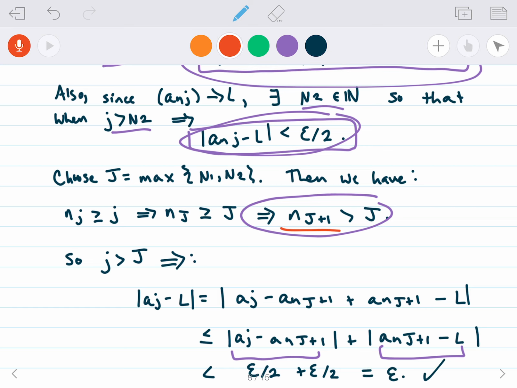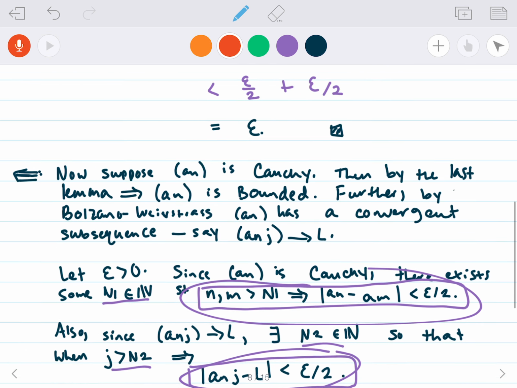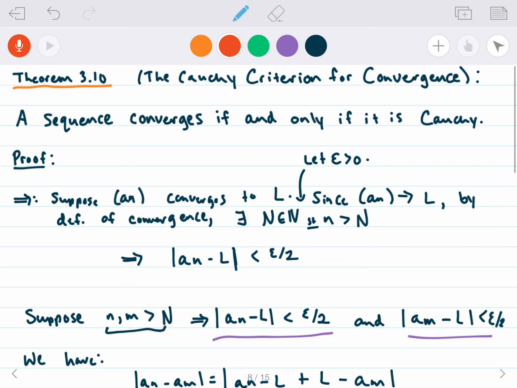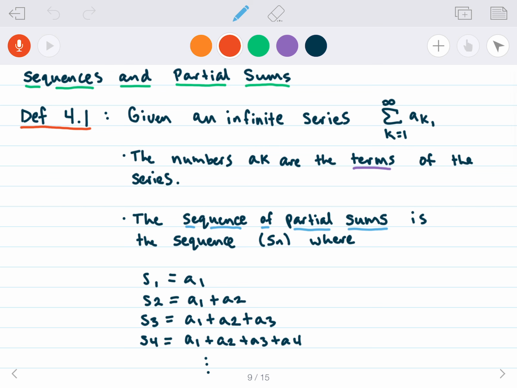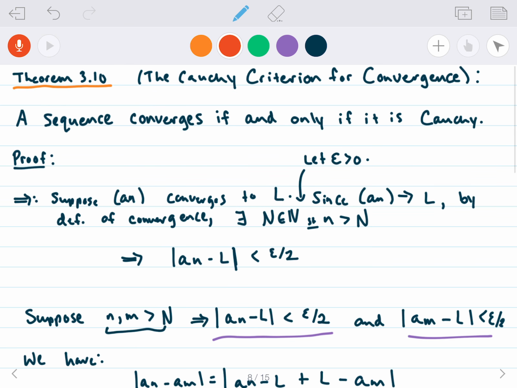And so we are done. We have shown that this guy is going to converge to L. For little j bigger than capital J, we have that the distance between a sub j and our limit L is getting arbitrarily small. Okay, so that's the big theorem here, is that we have Cauchy if and only if convergent. Okay, so that's pretty much the end of the material from chapter 3.